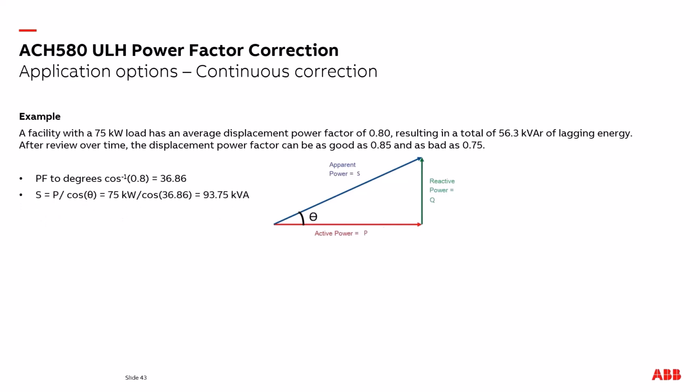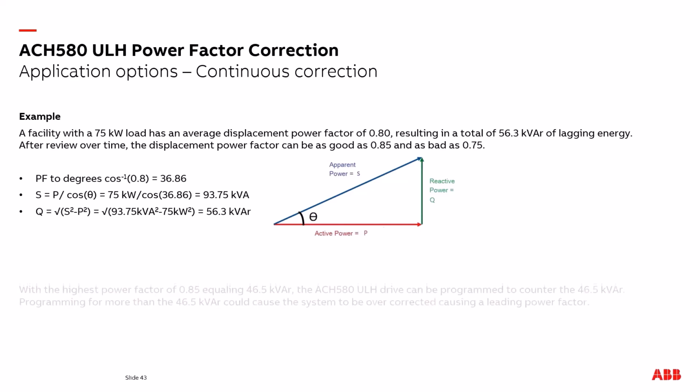And if I start calculating out the hypotenuse of the triangle, which would be S, apparent power, I will take the active power, P, divide it by the cosine of the angle. That's 75 kilowatts over cosine 36.86, which equals 93.75 kVA. I still need to get reactive power, Q. To get reactive power, Q, I take the square root of the apparent power squared minus the active power squared. So that's the square root of 93.75 kVA squared minus 75 kW squared, which equals 56.3 kVAR. And that's the kVAR that we want to bring back onto the system to resolve the problem.